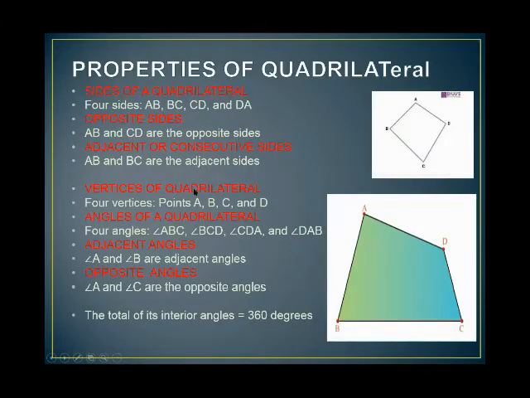Now we are moving toward the further properties of a quadrilateral. First we discuss the sides of a quadrilateral. As you can see in our diagrams, a quadrilateral has four sides and each vertex is named A, B, C and D. So the four sides are AB, BC, CD and DA. These are the four sides of the quadrilateral.